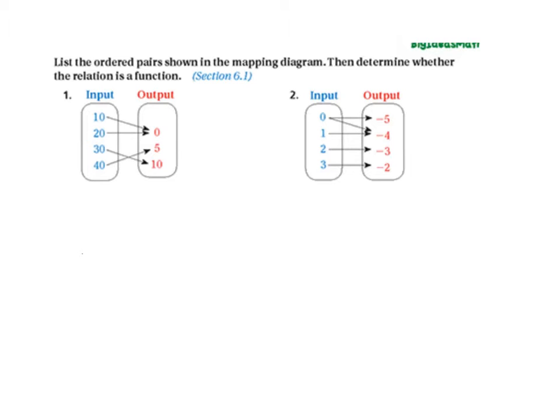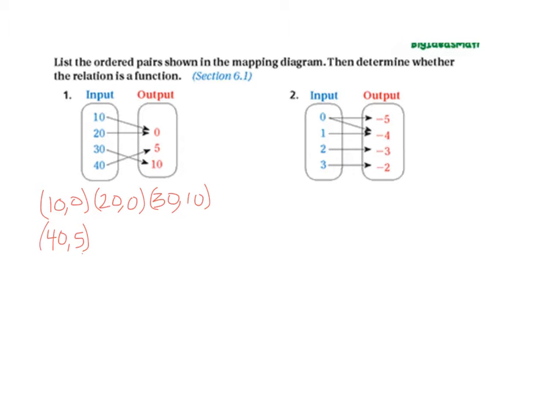So, on the first one, I've got 10, and that goes to 0. I've got 20, that also goes to 0. And I've got 30, that goes to 10. And I've got 40, and that goes to 5. Now, is this a function or is this not a function?